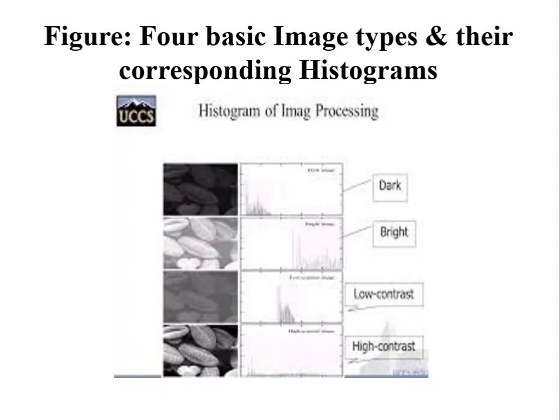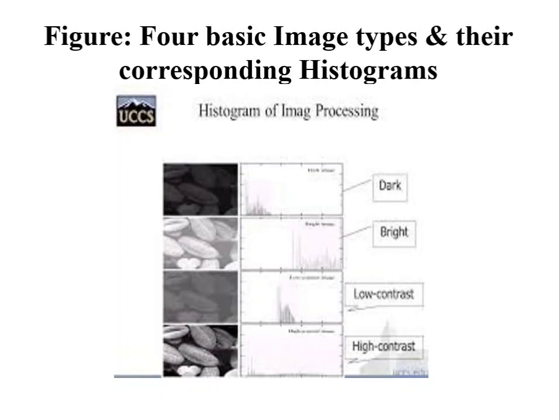For a monochrome image, this implies a dull, washed-out gray look. Finally, we see that the components of the histogram in the high contrast image cover a wide range of intensity scale, and further that the distribution of pixels is not too far from uniform, with very few vertical lines being much higher than the others.